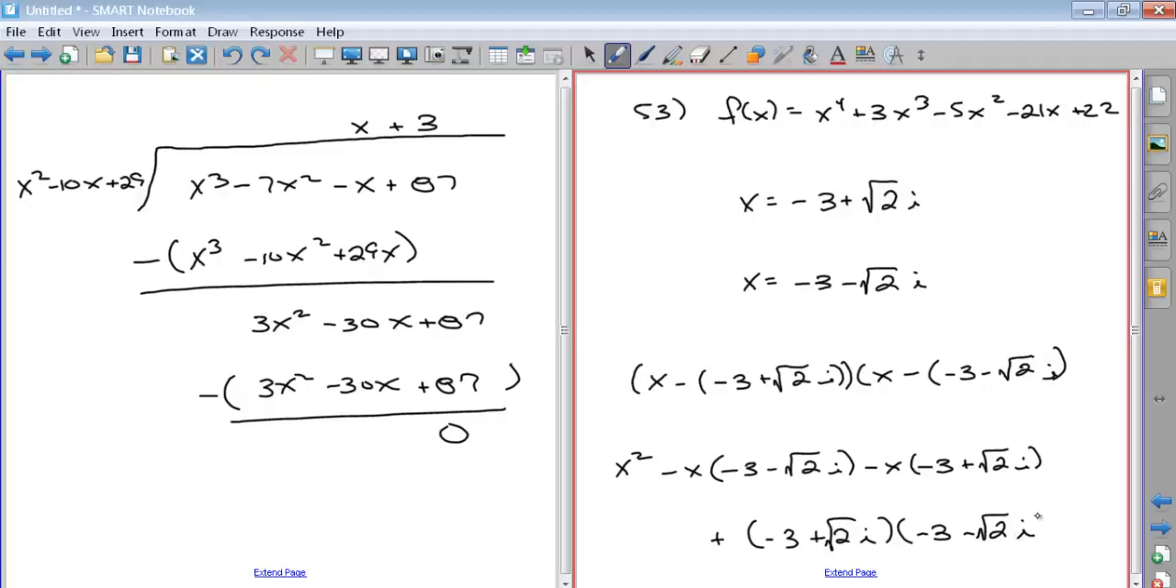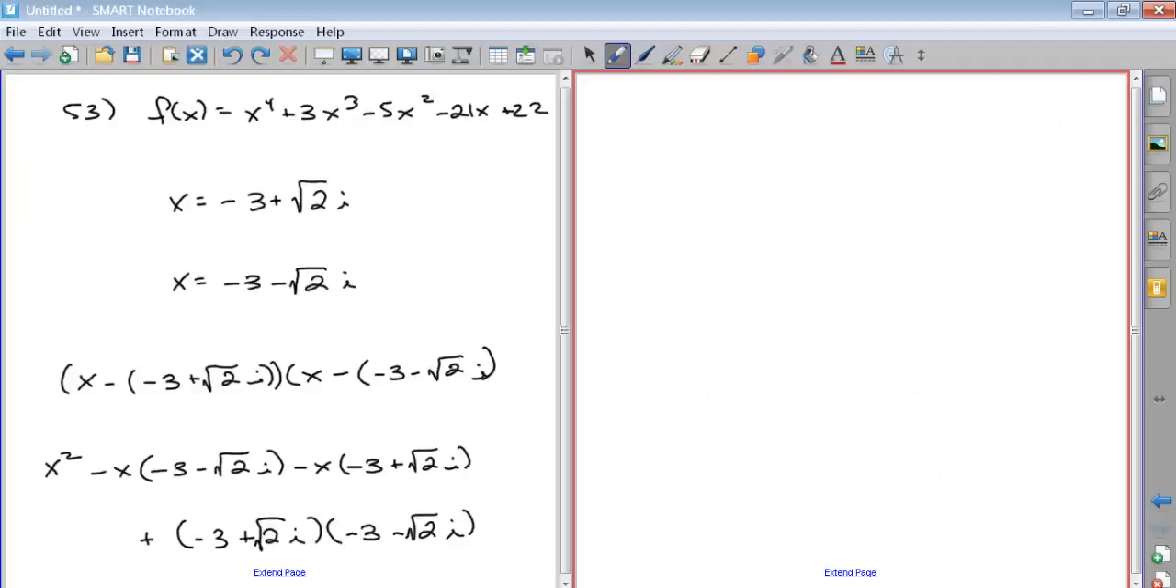And what'll happen, all the imaginary terms are going to drop out. So like before, you've got negative x times negative the square root of 2i, and you've got negative x times plus the square root of 2i. So those two are gone. And what you've got left is negative x times negative 3 plus negative x times negative 3. So those two are going to become positive 6x. The last part, you're going to have negative 3 times negative 3. The inner and outer cancel out because they're complex conjugates. And then you get minus, because you got plus times a minus.